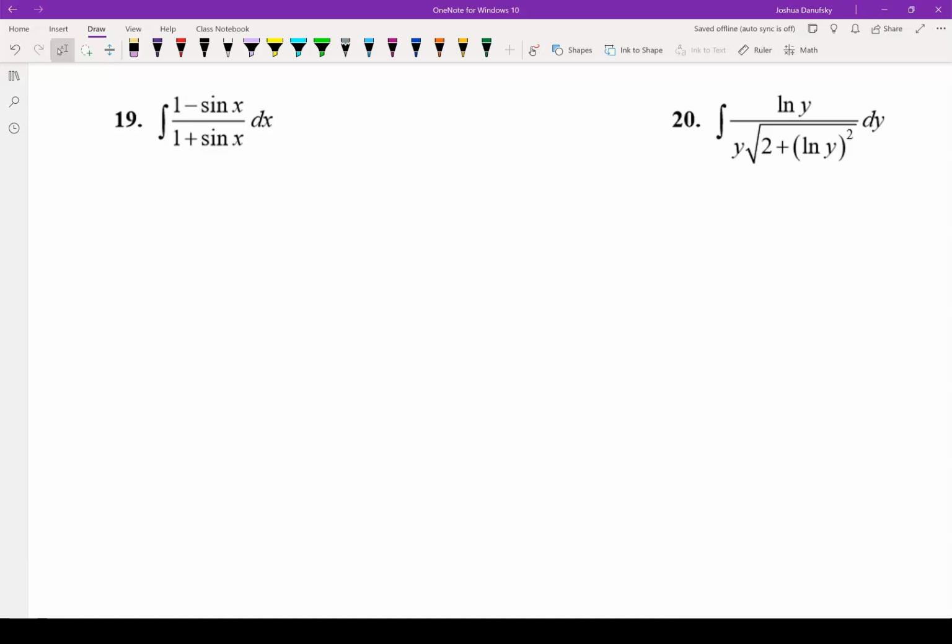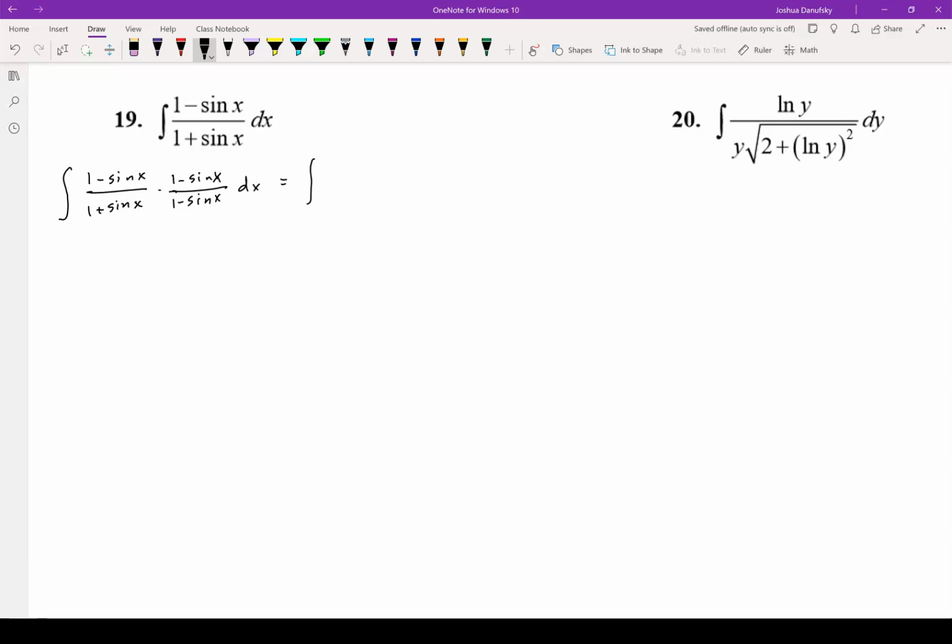Number 19, the integral of 1 minus sine x over 1 plus sine x dx. So it sure would be nice to do some substitutions here. If we just let u equal sine x or 1 plus sine x, we don't have any cosines. It would be even better if we had a sine squared or a cosine squared. So let's go ahead and take this integral and multiply by just the right quantity that will allow us to use a Pythagorean identity. In other words, let's multiply the bottom and top by 1 minus sine x.